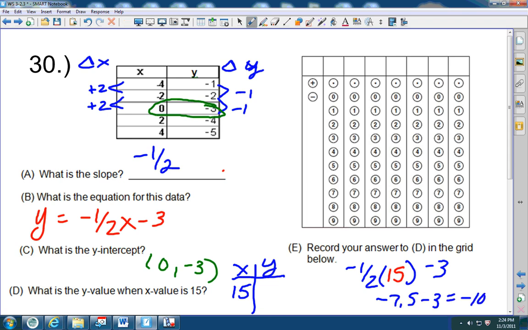This is negative 10.5. Okay, to do my answer, bubble in the negative, I have 10.5. So I have 1, 0, decimal, and a 5 right there. And that's how you would bubble this in.